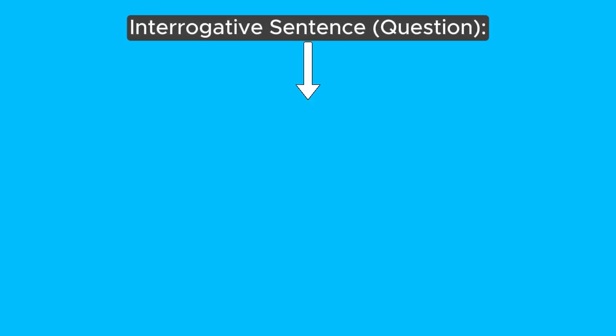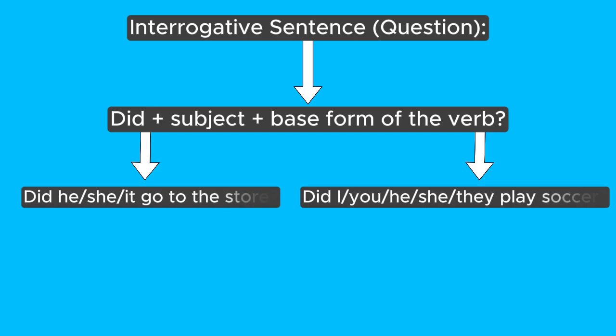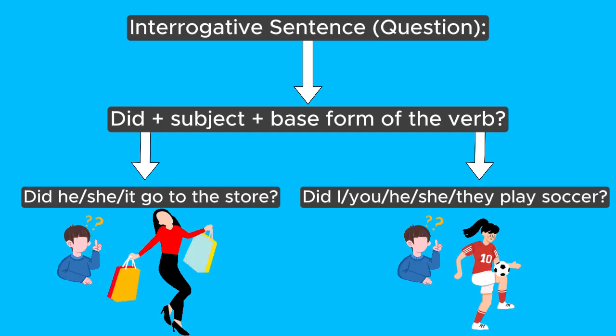Interrogative sentence, question. Did plus subject plus base form of the verb, question mark. Did I, you, he, she, or they play soccer? Did he, she, or it go to the store?